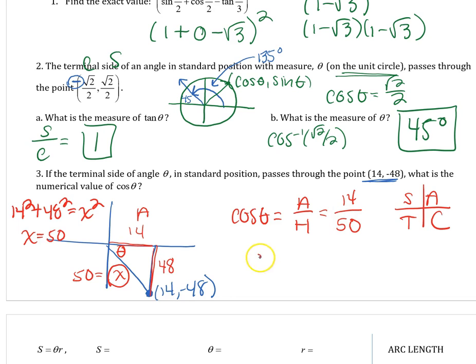Now let's just pretend for a second I asked you what sine of theta was. Sine of theta would be opposite over hypotenuse, which would be 48 over 50. But since we're in quadrant 4 and only cosine's positive, this value would technically be negative.